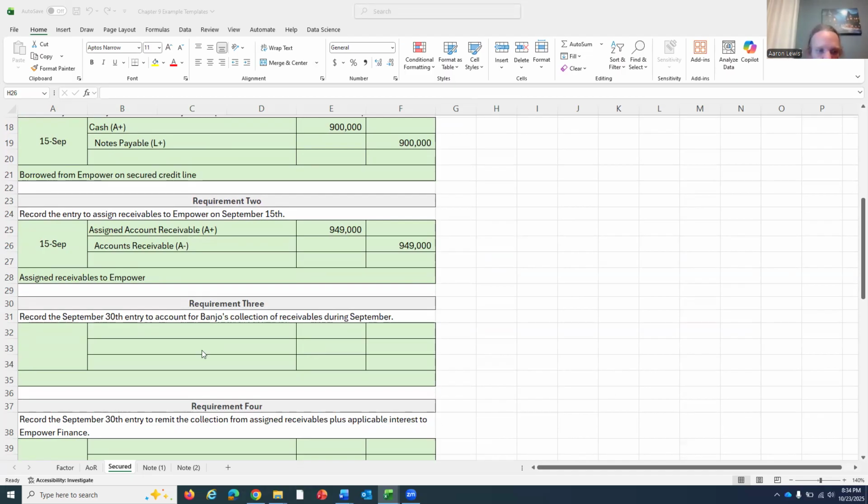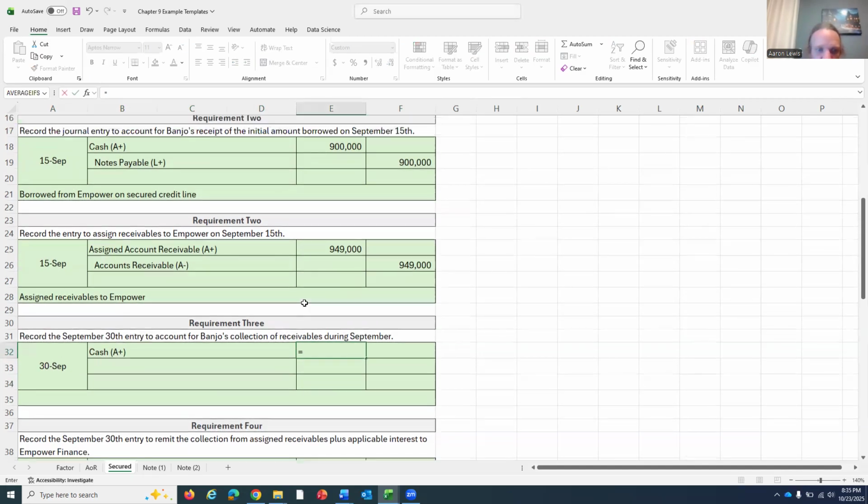So what I'm going to do over here on September 30th, we need to account for our collection of these receivables. So step one, we're going to collect from the customers that owed us, but since we assigned it, in the next step, we're going to pass that on over to the party we assigned it to. But this entry is just us collecting from customers. And it's the same entry you've seen a million times in your accounting studies. Whenever you collect cash from customers, you debit cash for the amount you're collecting. This is for September's collections.